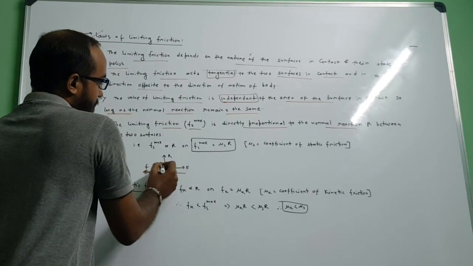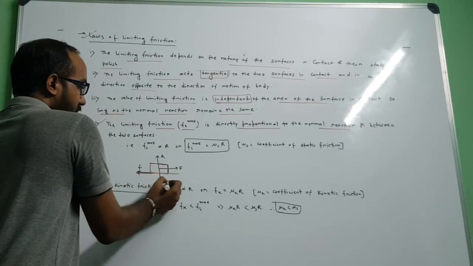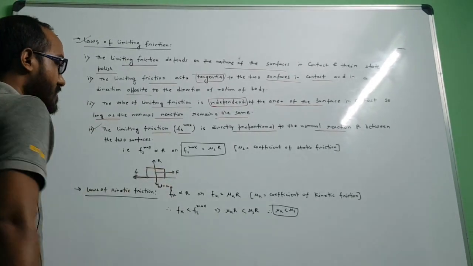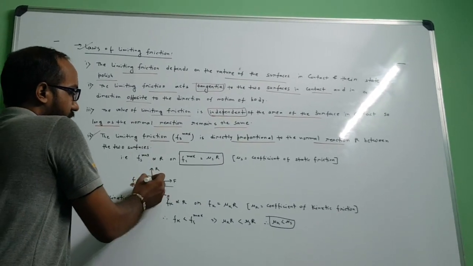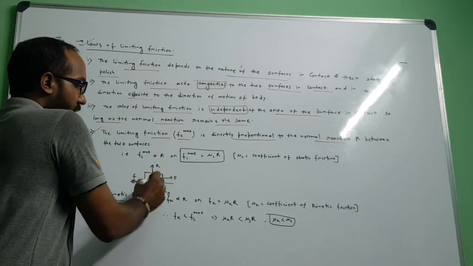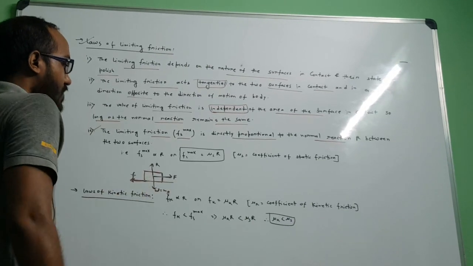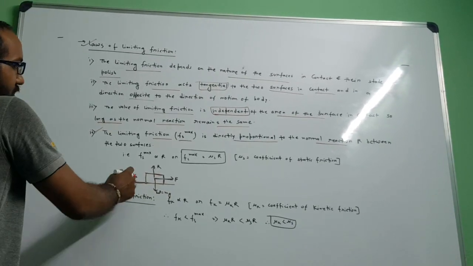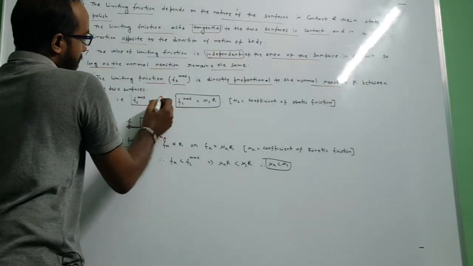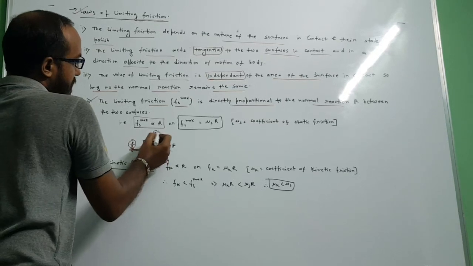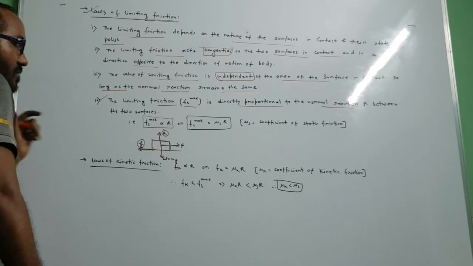If we put any object, according to Newton's law of motion, our weight W equals mg acts downward, and action and reaction are the same and in opposite directions. So we have a reaction force from the surface, and we have applied a force here. For this force, in the opposite direction, we have a frictional force. So according to the limiting friction law, Fs is directly proportional to the normal reaction R, or you can say N also.